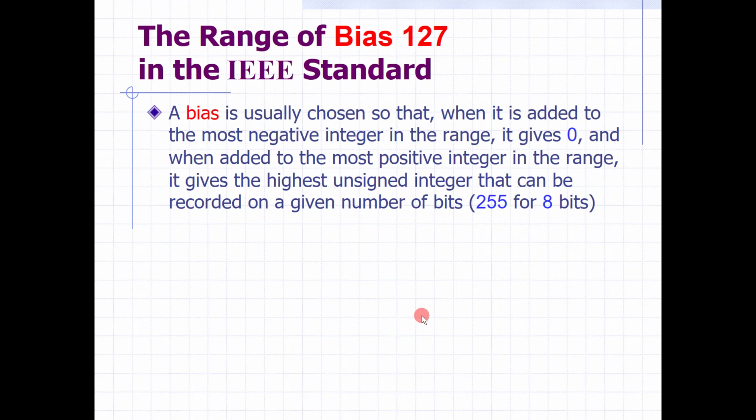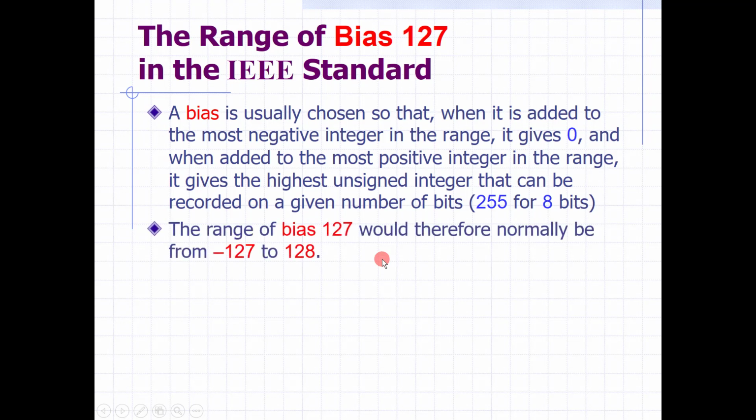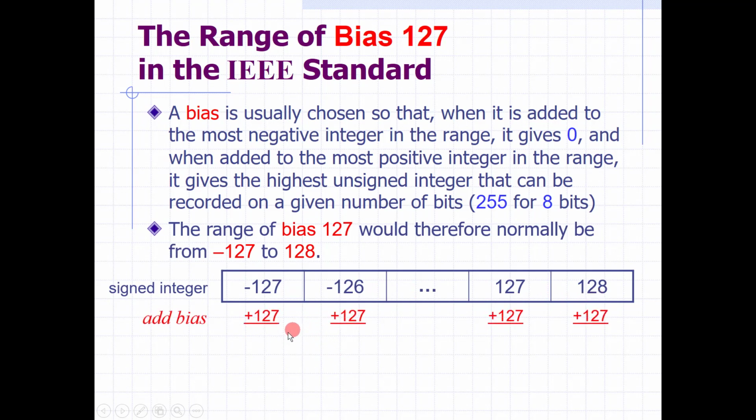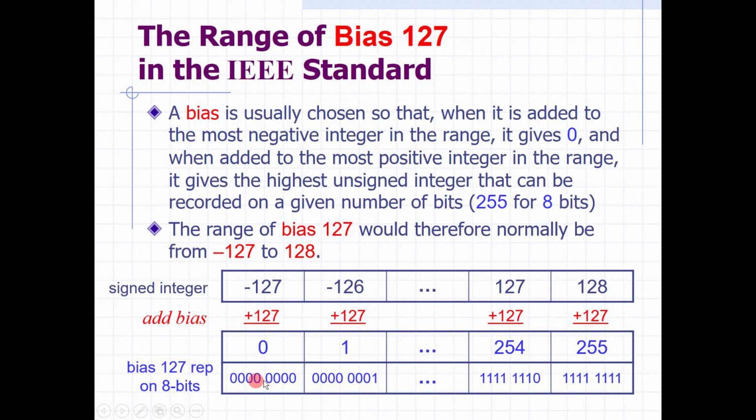Why might we choose the bias 127? Again, it's because the binary codes are in order, which makes incrementing easier. Normally for bias 127 on 8 bits, the range would go from minus 127 up to positive 128. So if I made a chart here, minus 127 up to positive 128 on 8 bits, I would have the strings, 8 zeros up to all ones.